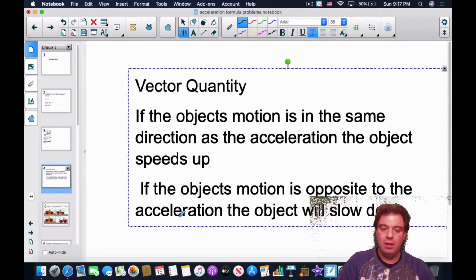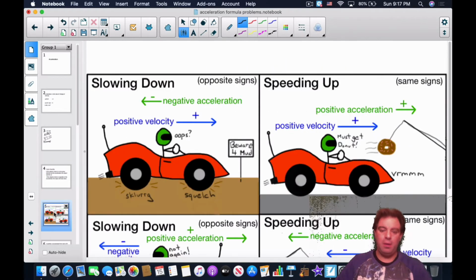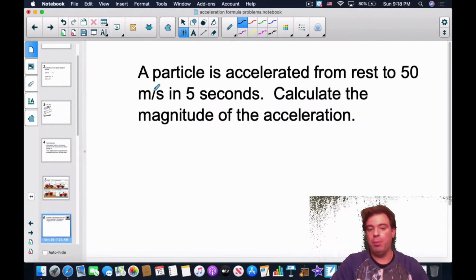This is depicted in the following diagram, as you can see right here. Let's look at the first one over here. Velocity, so the motion of the object, is pointing in the same direction as the acceleration, so the object is going to speed up. So it's going to go much, much faster. On the other hand, if the velocity, the motion of the object, is in one direction and acceleration is in the opposite direction, the object is going to slow down. The best way to understand this is, of course, if we solve a couple of problems.